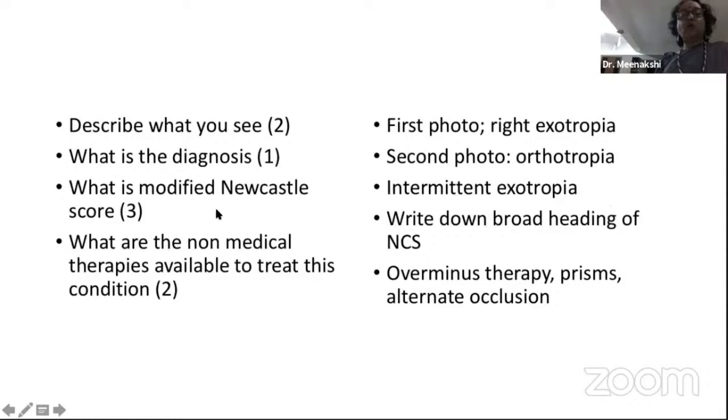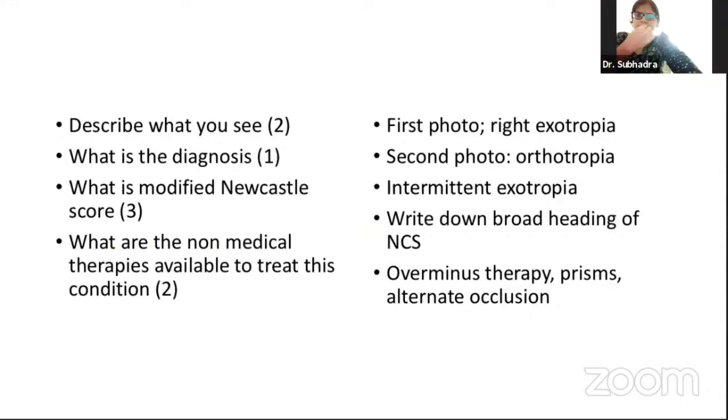What is modified Newcastle score? I'm going to ask you to write down the broad heading of the Newcastle score. You may not have time to write the whole thing down. So just write in your answer: office control, home control, office control at near and office control at distance. That's all you will write. What are the non-medical therapies available to treat this condition? Over minus therapy, prisms, alternate occlusion.